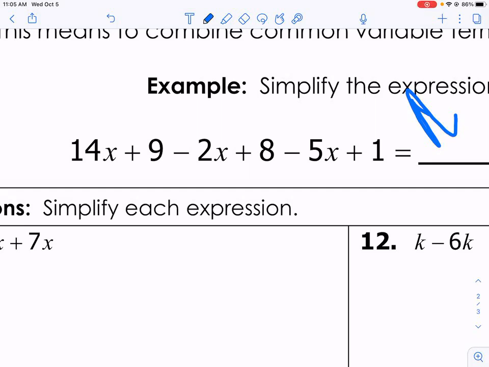And then that +9, I want you to cut it away from the -2x. So we're just cutting them into small pieces. Oh, you're cutting them into the pieces that you circle and box.